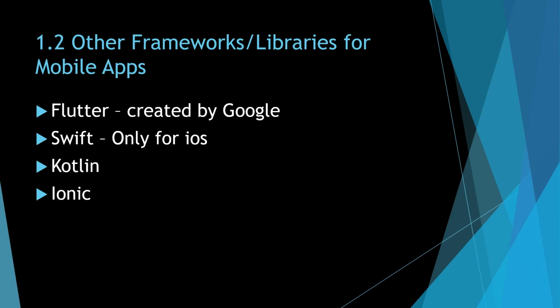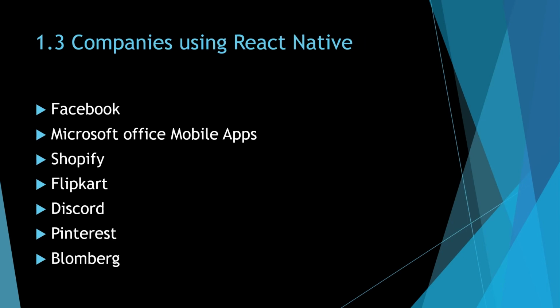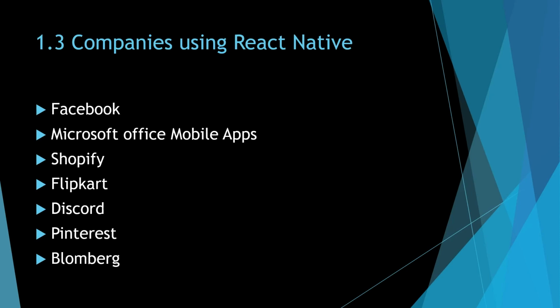So React is a layer. Whenever you write something in React, if you write it for web, internally it uses React DOM to translate your components into the UI, and in React Native it uses React Native to change your code into the native UI elements. These are the companies, as we discussed, that are using React Native: Facebook, Microsoft Office mobile applications, Shopify, Flipkart, Discord, Pinterest, and Bloomberg. So that was a quick intro into React Native.